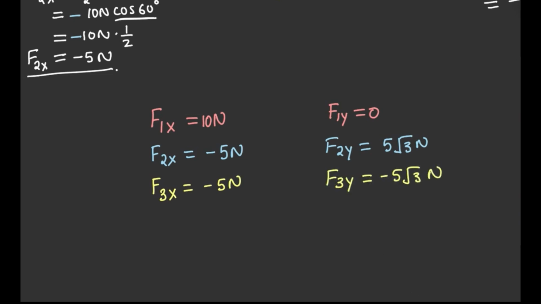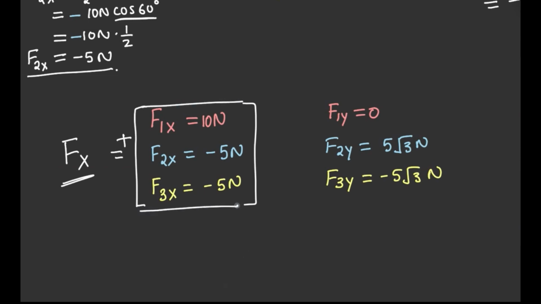Now to solve for the final resultant force, we need to add these x components with each other. What does this give us? This gives us Fx, the x component of the final resultant force. So when we add these x components, what do we get? We get Fx to be equal to 0.